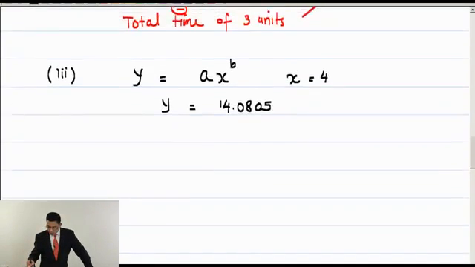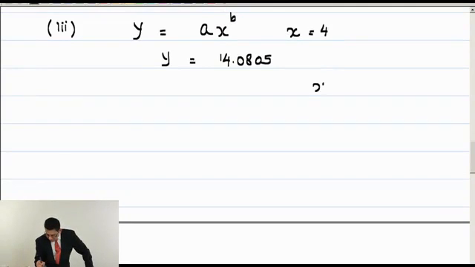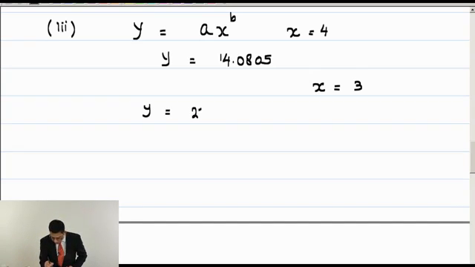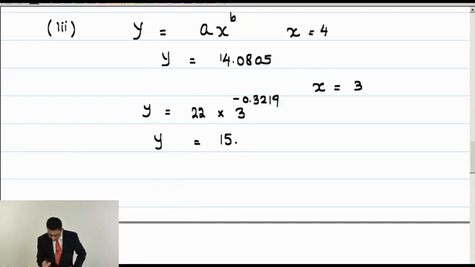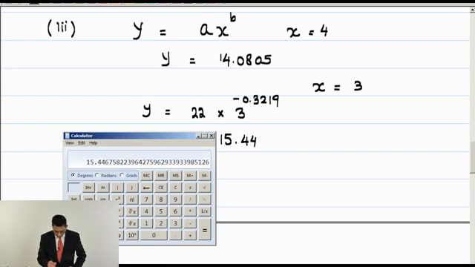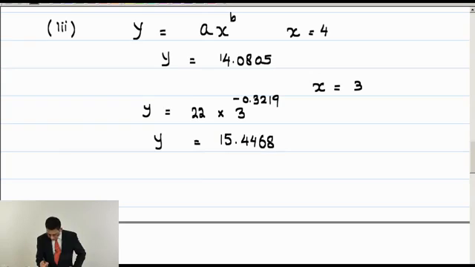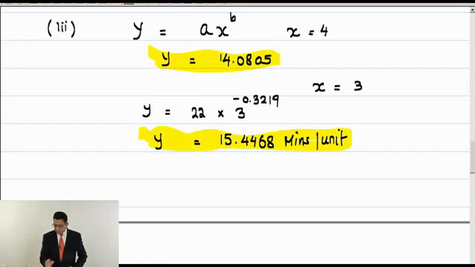Now the second time we will apply this formula when x equals 3, 1 unit before, which becomes y equals 22 minutes times 3 raised to the power negative 0.3219, and here we get the value of y when x was 3. So 3 raised to the power negative 0.3219 times 22 gives us 15.4468 approximately minutes per unit. So this is applying the formula twice.